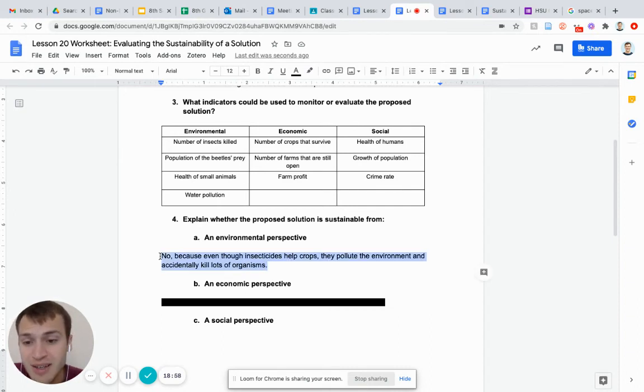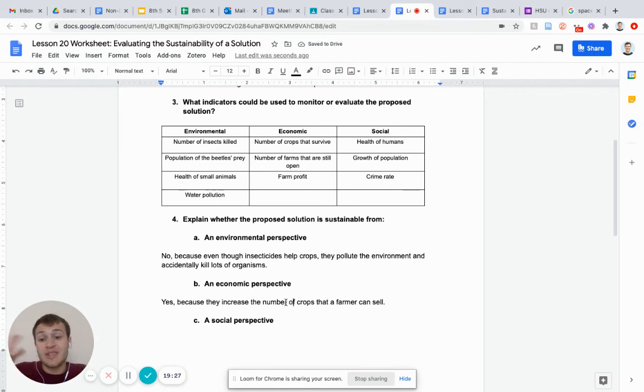So one student in class said pesticides are like 50-50 good. That's true, because they do help crops. But for something to be sustainable, it really has to be mostly very good. So 50-50 is not mostly very good. 50-50 is 50-50. So if it's 50-50, then it's probably not sustainable. It has too many disadvantages. B is an economic perspective. Just thinking about the economy, pesticides are actually really great because they increase the number of crops that a farmer can sell. So for the economy, pesticides are really good.